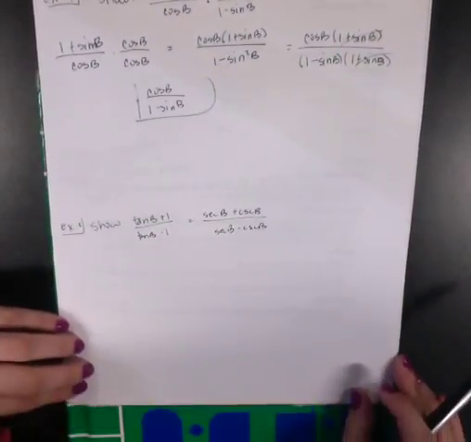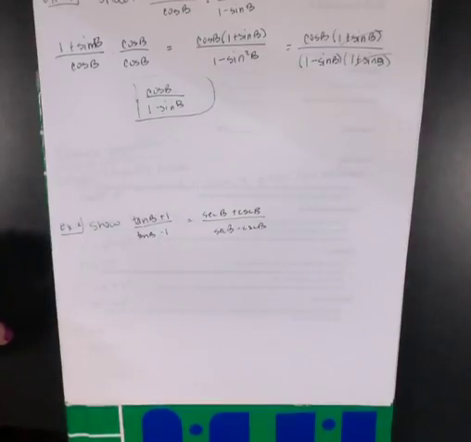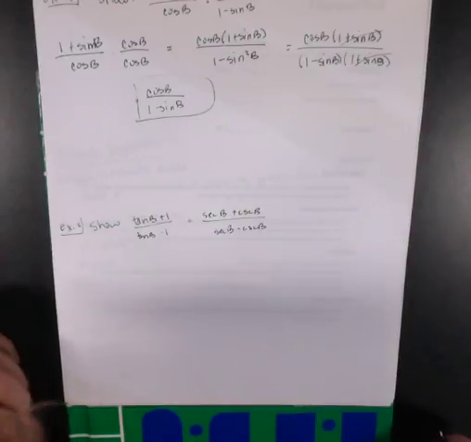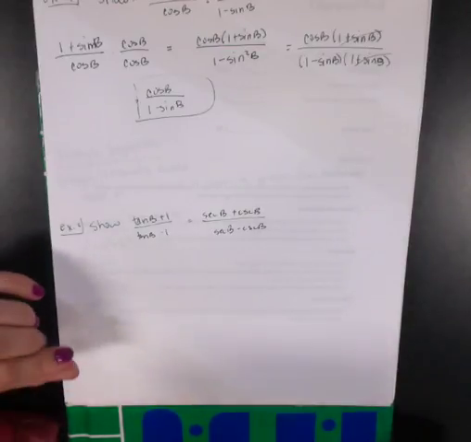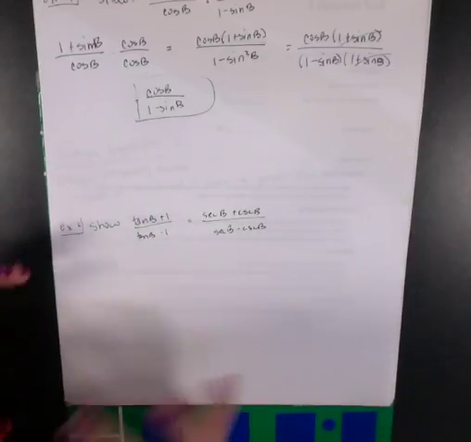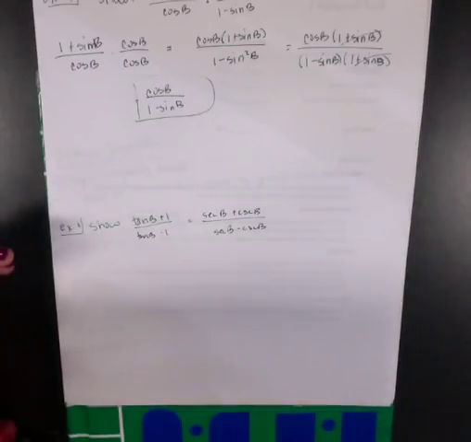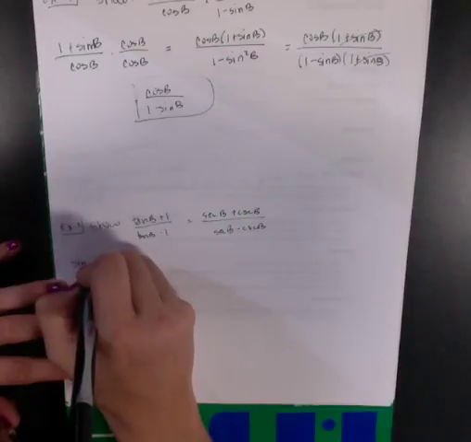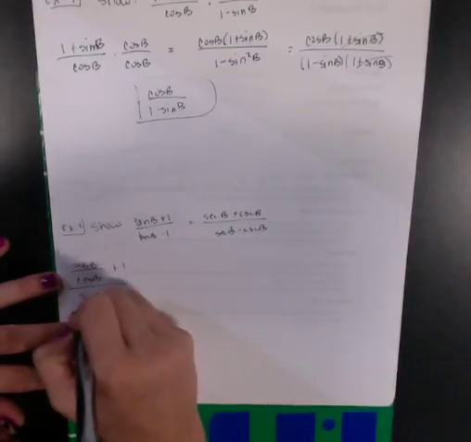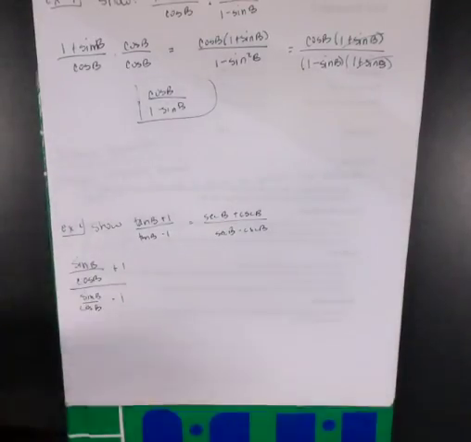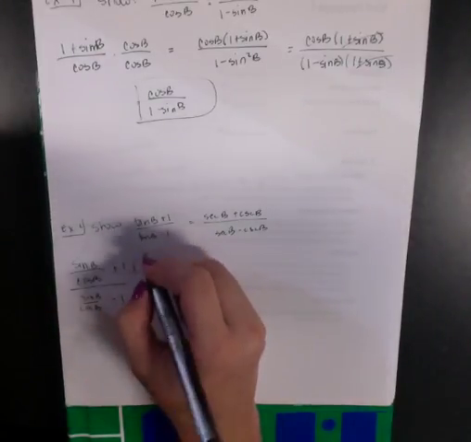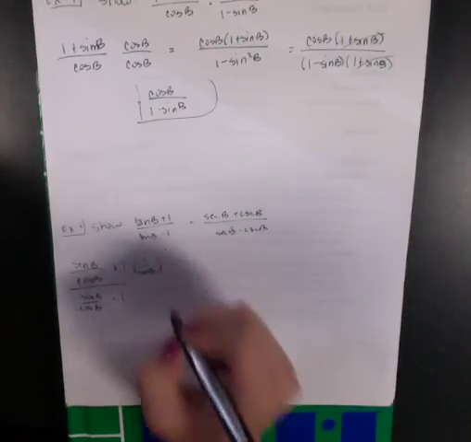Okay, let's do another example. (Tangent b plus 1) over (tangent of b minus 1). Okay, that's what I'm trying to prove. Both of these have kind of the same form. I'm going to rewrite tangent as sine over cosine. So I will have (sine of b over cosine of b plus 1) over (sine of b over cosine of b minus 1). And I'm going to multiply the top and the bottom by 1 over sine of b.